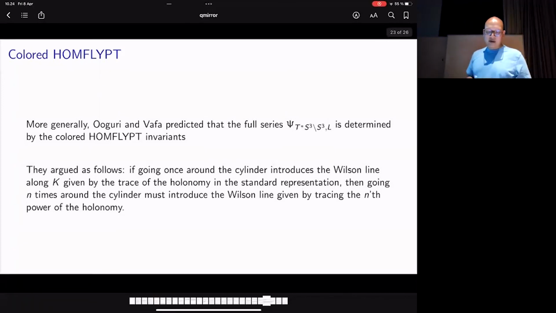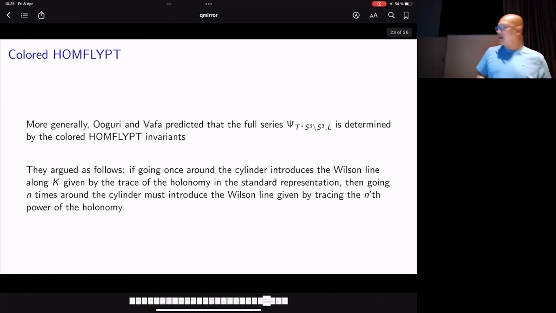And what Aganagic-Vafa's argument was, basically, is that if you do a multiply covered cylinder, then it had better introduce the Wilson line which just goes n times around that boundary. That Wilson line is the trace of the nth power of the holonomy, and you can use representation theory to expand that in another way. This was the core of their argument, this observation. It is the part of their argument which explains how to go from uncolored HOMFLY to colored HOMFLY.